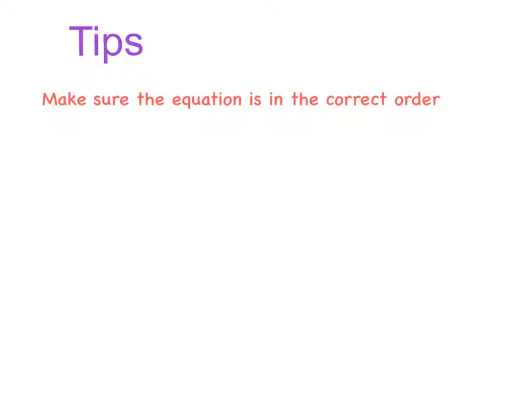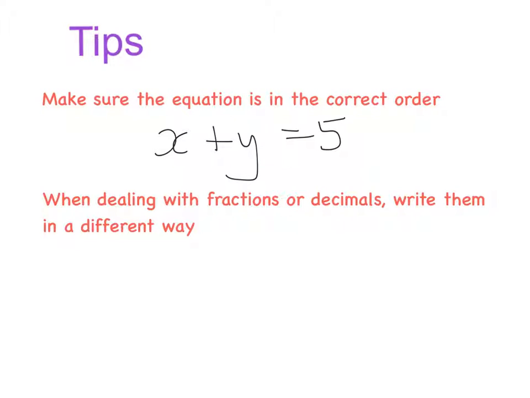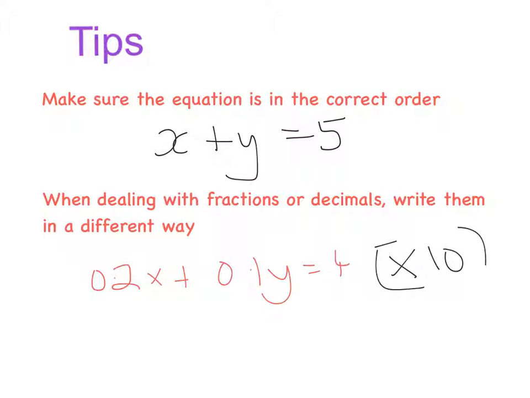Okay, so my first tip is to make sure that you have the equations in the correct order. And that means I need my letters equals my numbers. So to ensure that that is the order first of all, you may need to do some rearranging. And the second tip, when dealing with fractions or decimals, write them in a different way. So if I'm dealing with 0.2x plus 0.1y equals 4, write it in a different way by multiplying perhaps by 10. That will get rid of your decimals.